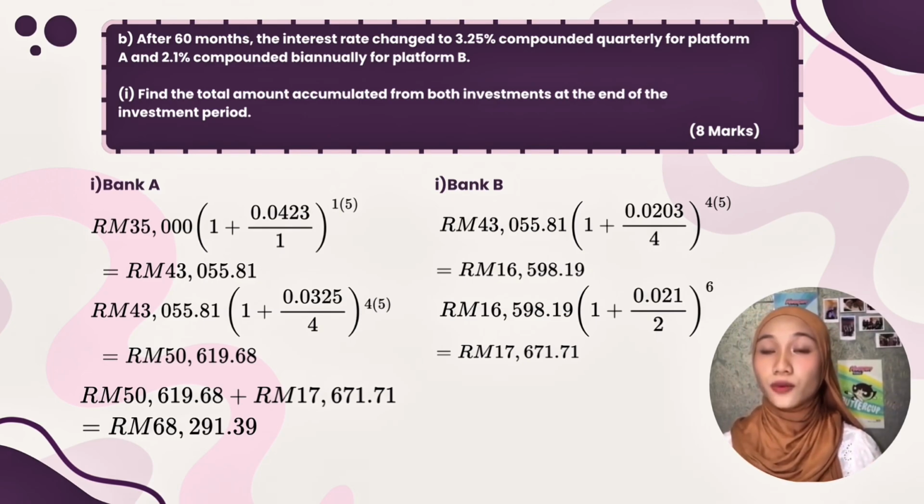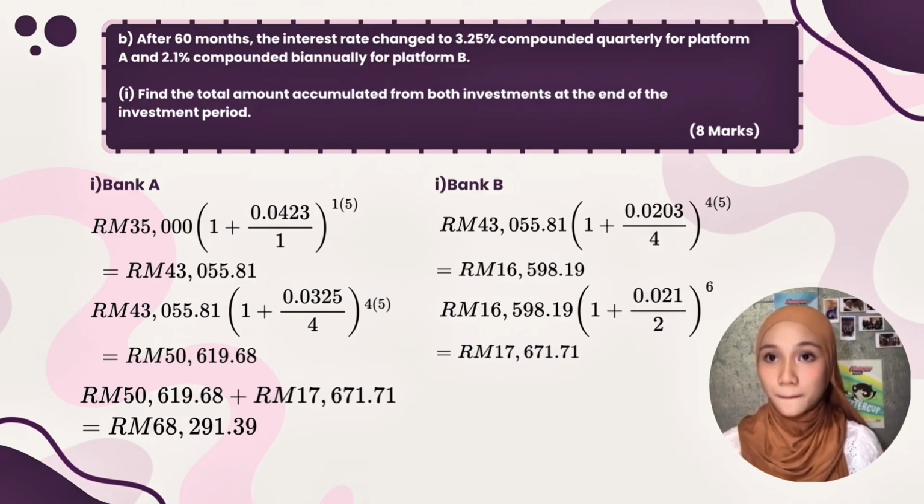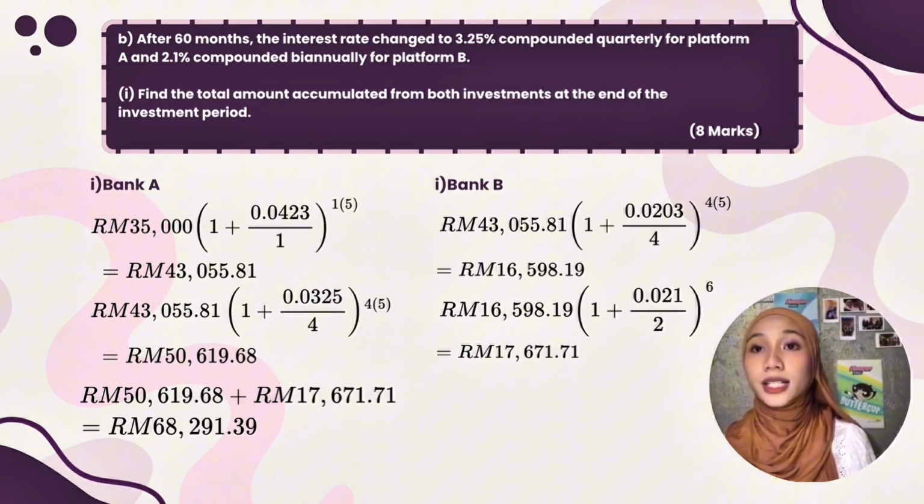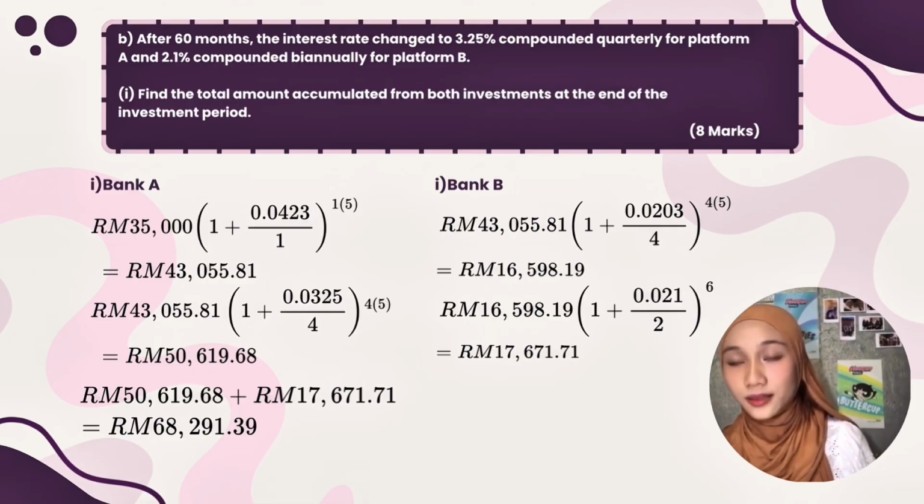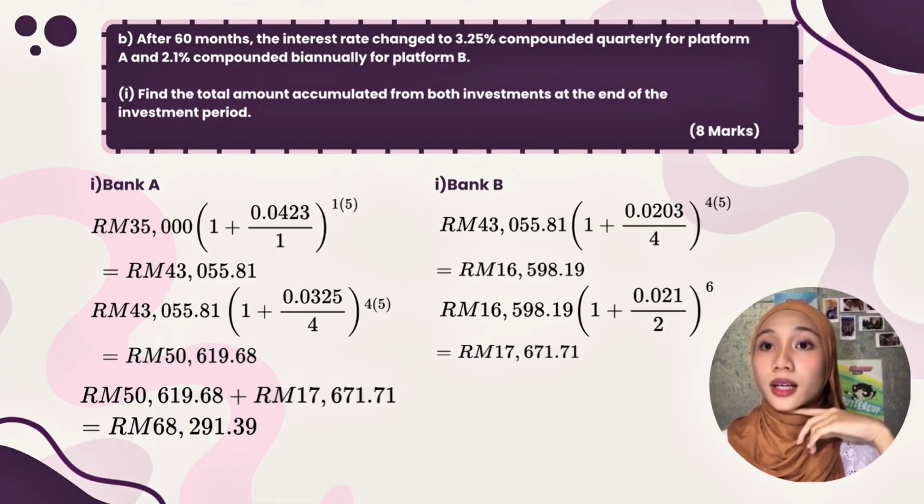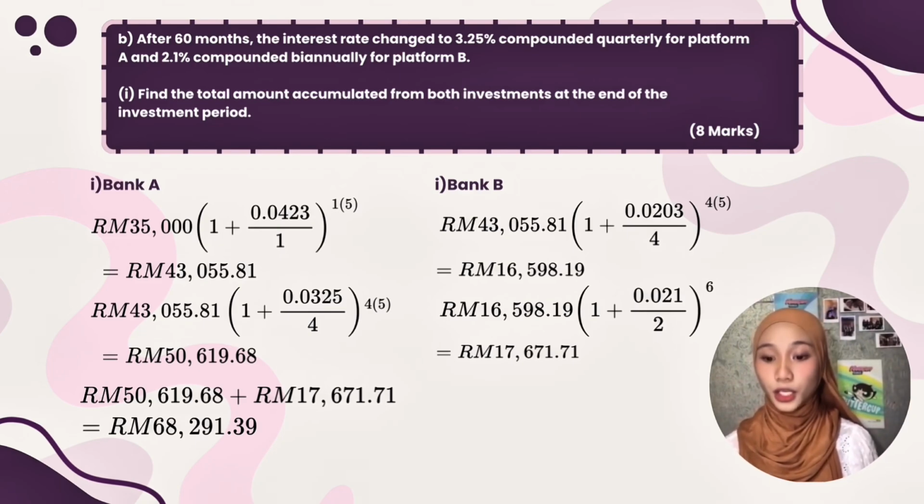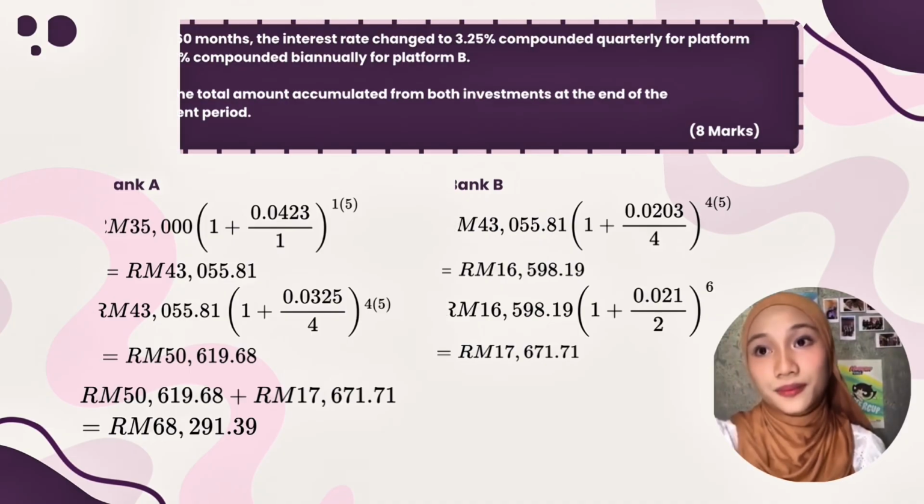So for this question, we use the same formula, which is the future value formula. And then we need to calculate it twice. The first one is for the first 60 months. The second one is for after 60 months. And then after we get both future values, we just add them, and we get the total amount accumulated from both investments at the end of the investment period.